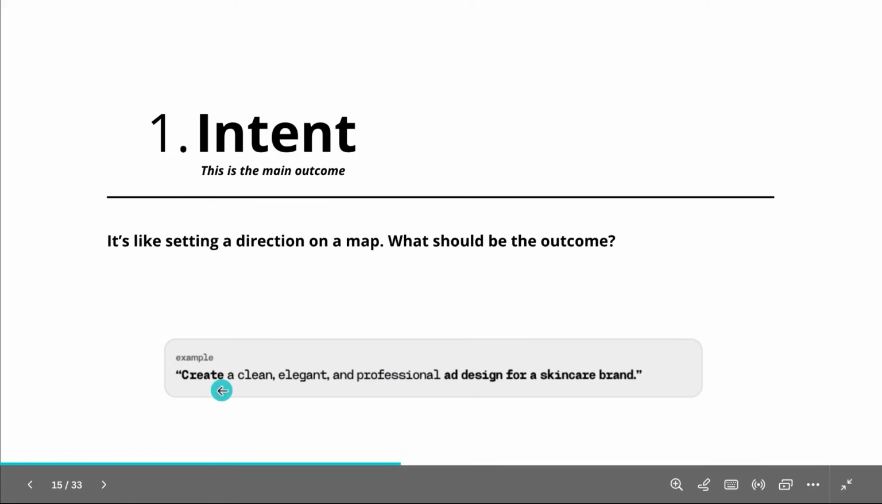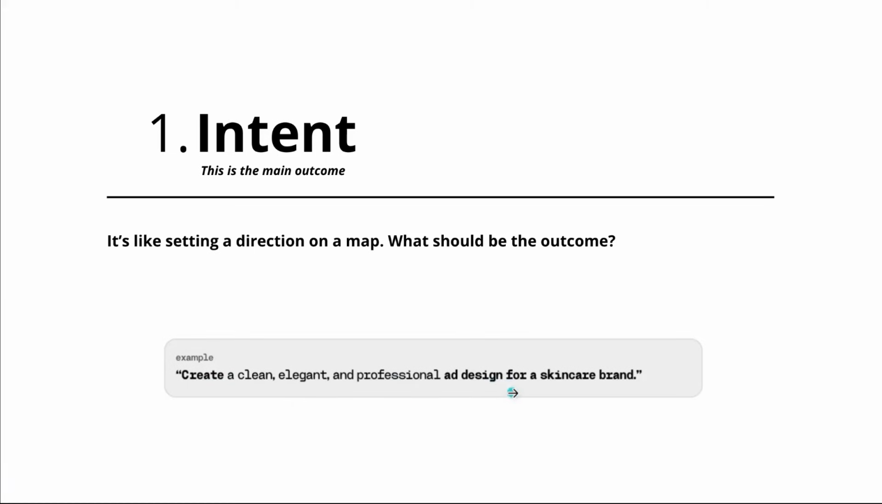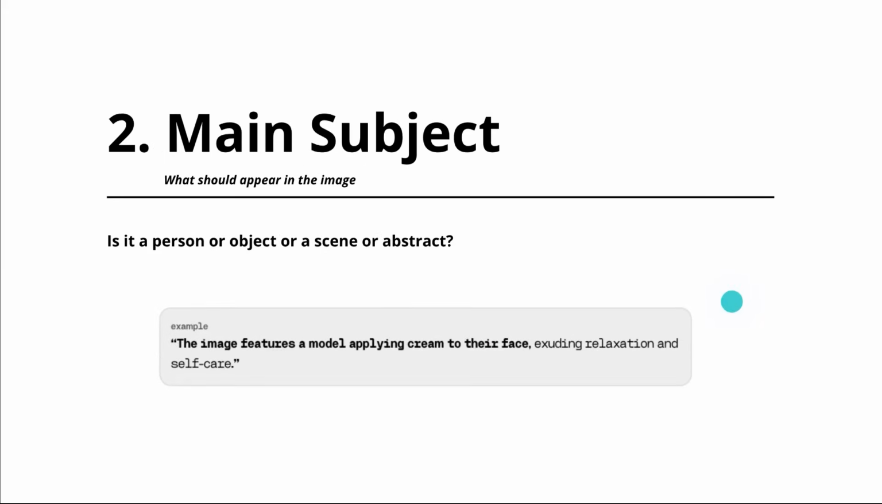Here's the example. Create a clean, elegant, and professional ad design for a skincare brand. In your case, you could say, create an Amazon main image optimized for high CTR. That is the intent. Or you can say, create an Amazon lifestyle image. That's the intent. The main subject is what should appear in the image. Is it a person? Or is it an object? Or is it a scene? Or what exactly should appear as the main subject in the image?